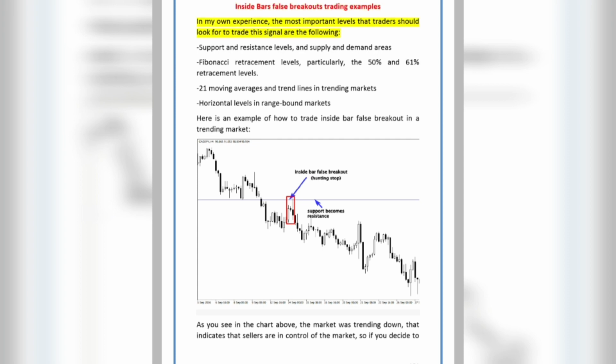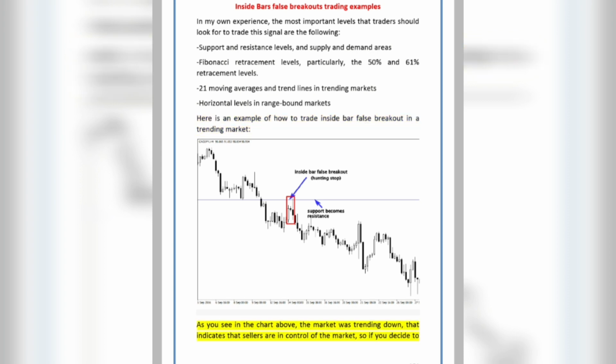In my own experience, the most important levels that traders should look for to trade this signal are the following: support and resistance levels, and supply and demand areas. Fibonacci retracement levels, particularly the 50% and 61% retracement levels. 21 moving averages and trend lines in trending markets. Horizontal levels in range-bound markets. Here is an example of how to trade the inside bar false breakout in a trending market.